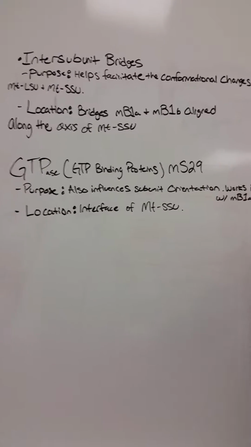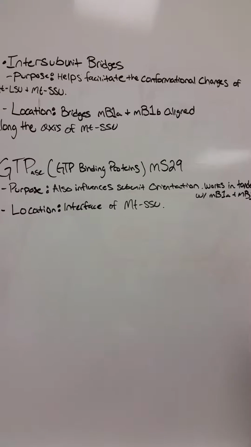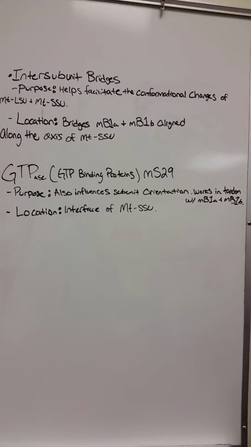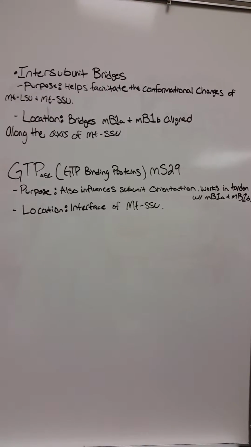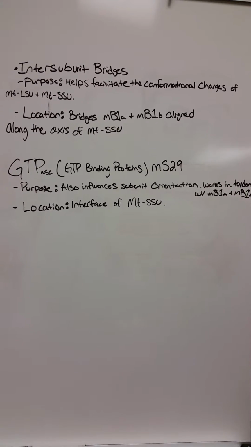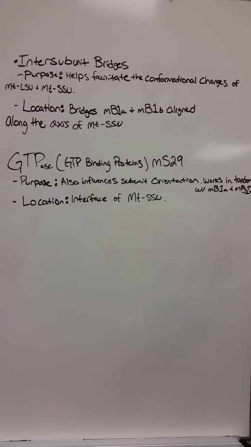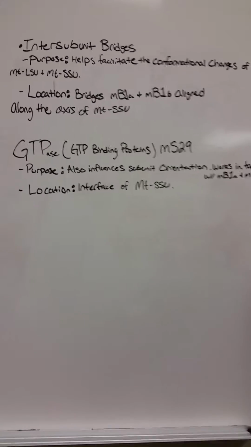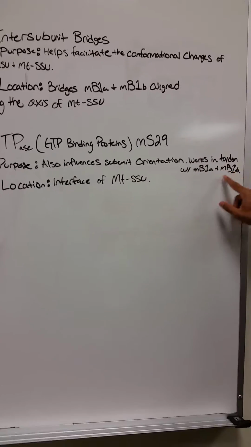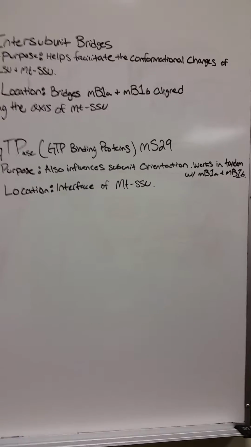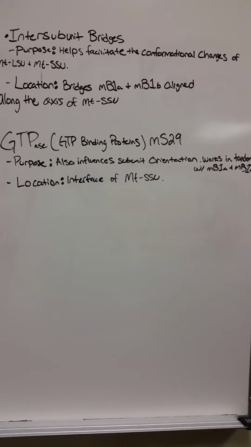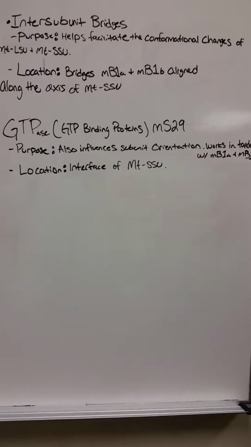So moving on, there are also the GTPase, the GTP binding proteins, and one that I used as an example was MS29. The purpose of this is also to help influence subunit orientation. Basically, this works in tandem with the mitochondrial large subunit and the small subunit through MB1A and MB1B. It's at the interface of the mitochondrial small subunit, so it's right close to those intersubunit bridges.